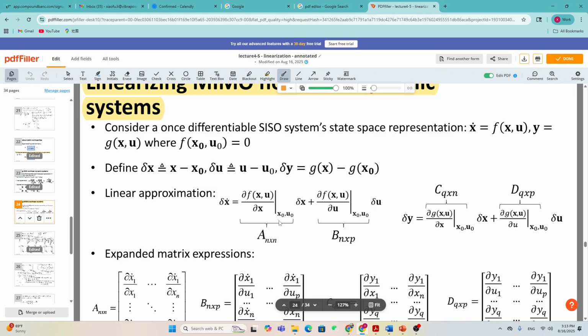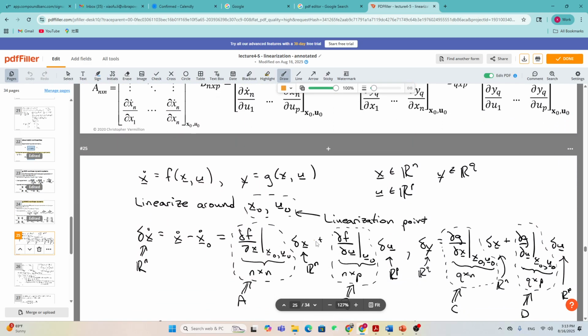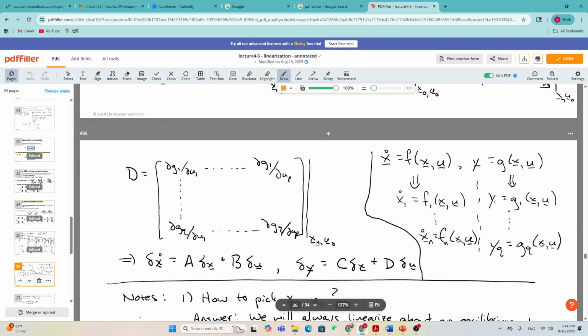After knowing that, your A matrix can be directly derived from the state space representation, or you can use the partial derivative of f with respect to x. Whichever way you choose, you will end up with the same thing. I will use an example to explain how you can eventually get the same thing.